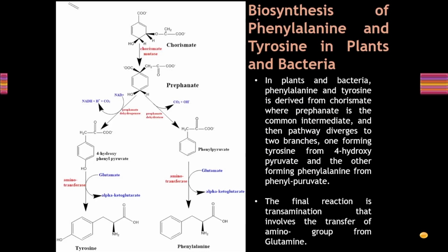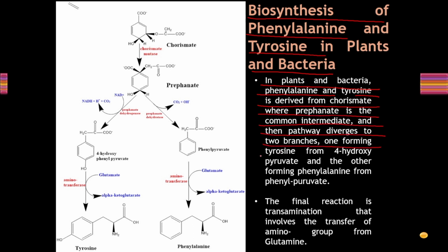Then we have the biosynthesis of phenylalanine and tyrosine in plants and bacteria. In plants and bacteria, phenylalanine and tyrosine are derived from the chorismate, whereas prephenate is the common intermediate, and then the pathway diverges into two branches, one forming the tyrosine from 4-hydroxyphenyl pyruvate, and the other forming the phenylalanine from phenylpyruvate. So this is what you have. First you have synthesized the chorismate, right? So chorismate is going to be synthesized.